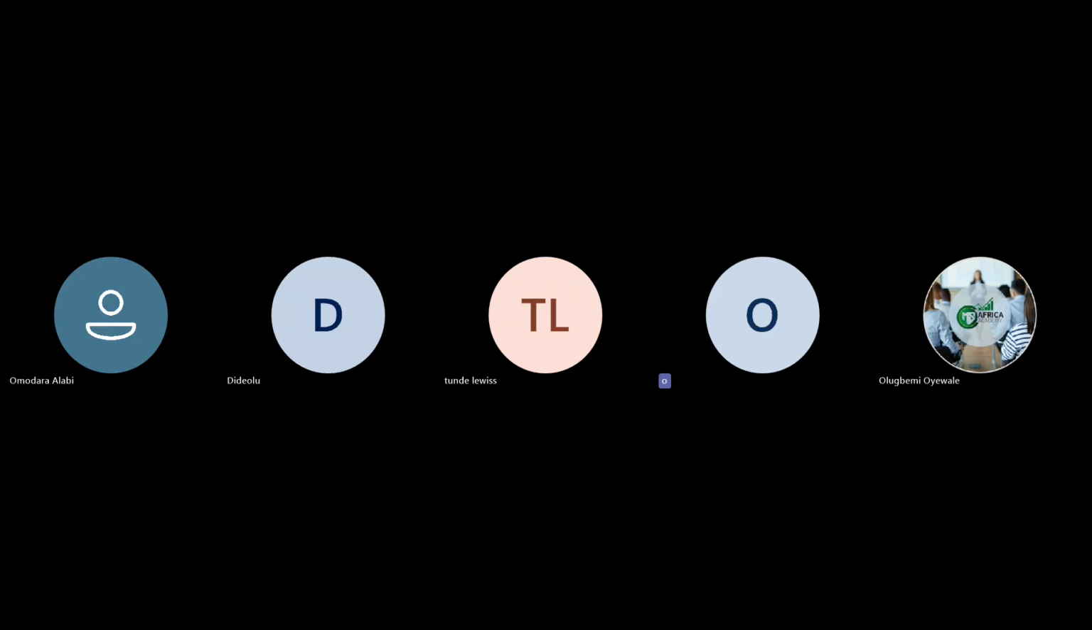So as usual, let's go to the chart. So we'll be checking some opportunities that we can take advantage of. So quickly, let me share my screen.